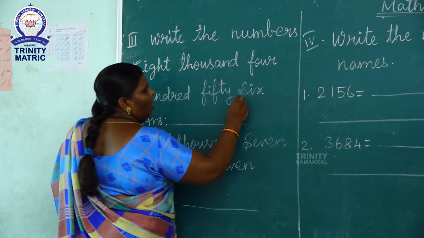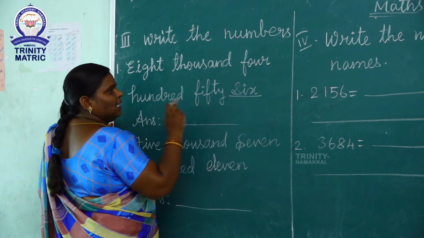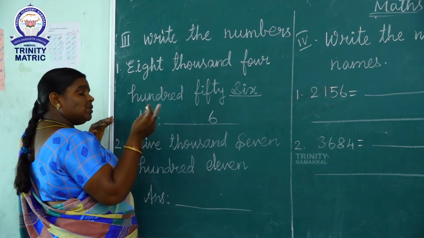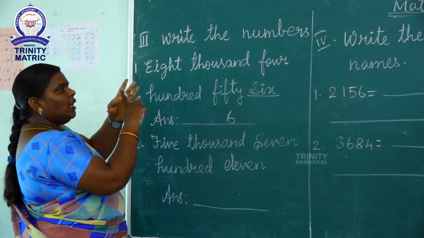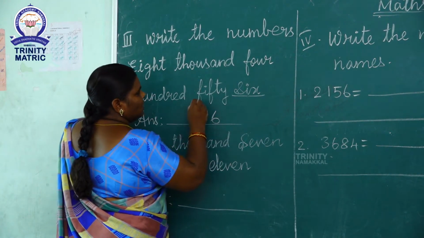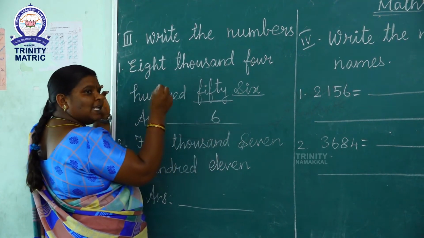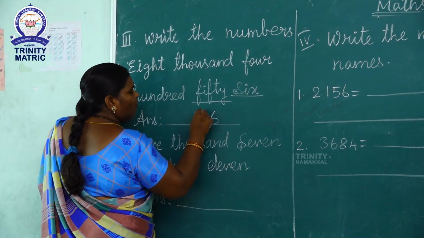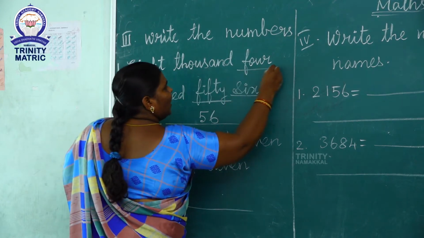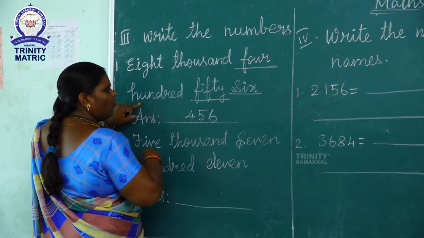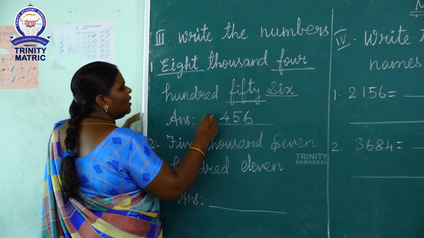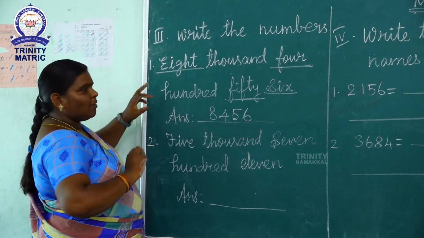8456. Okay, how many ones are here? 6 ones, so you write 6. Next, place value. First you say the place value: ones, tens, hundreds, thousands. In the ones place, how many ones? 6 ones, so you write 6. Next, tens. 50. How many tens? 5 tens, so you write 5. Next, hundreds place. How many hundreds? 400. So you write 4. Next, thousands.